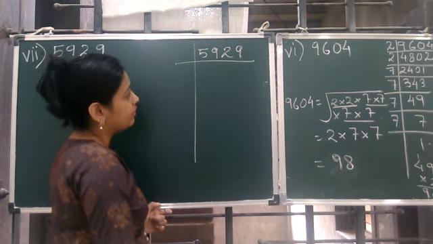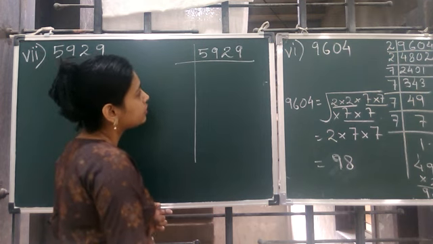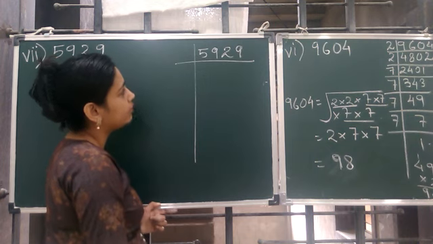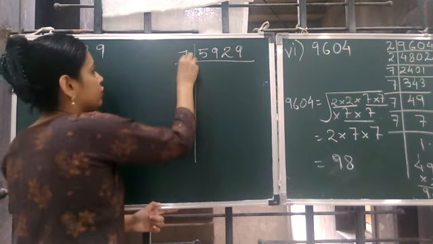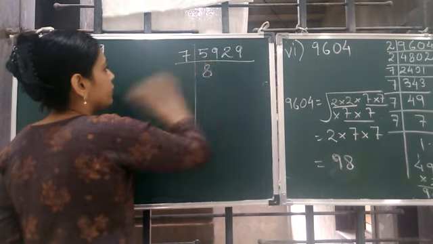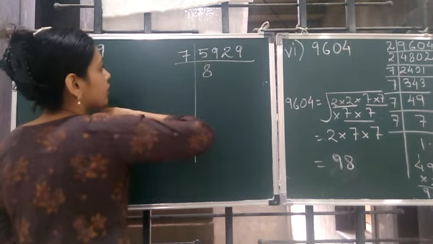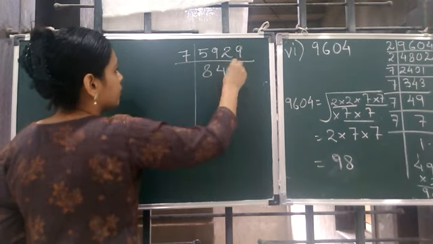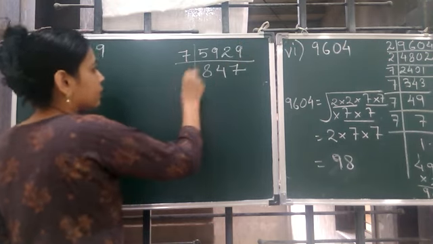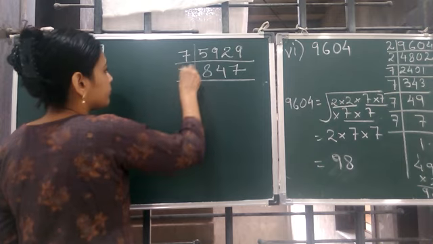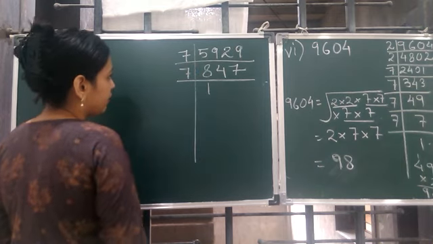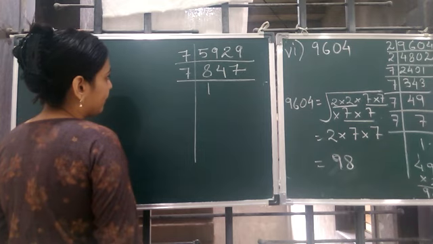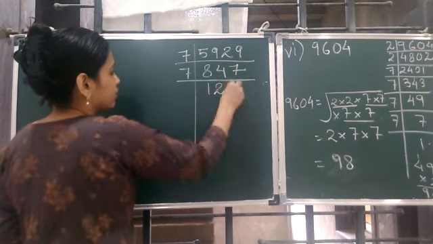Check by 7. 7 8s are 56. 28, 49. Yes, it will go by 7. So let's do it by 7. 7 8s are 56, 3 carry. 7 4s are 28, 4 carry. 7 7s are 49. Again we check by 7 only. 7 1s are 7. 7 2s are 14. 7 1s are 7.